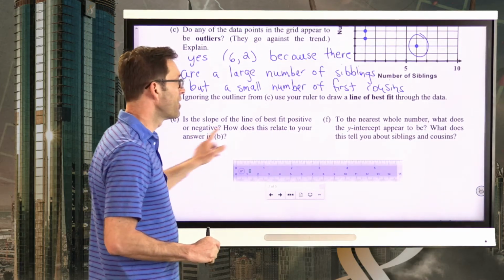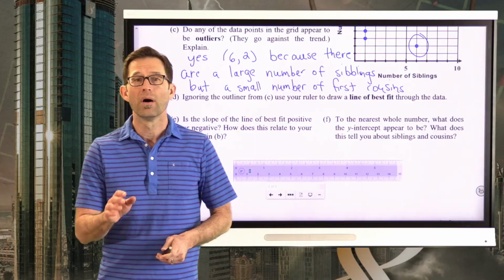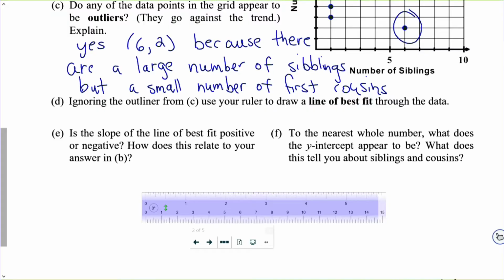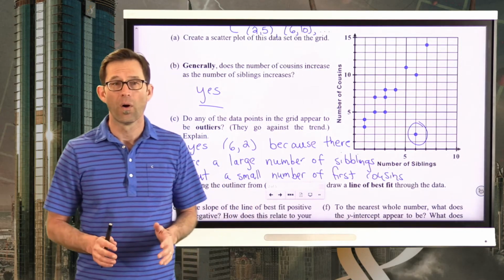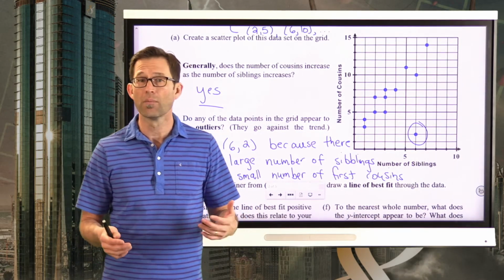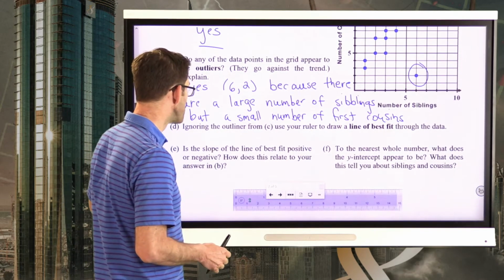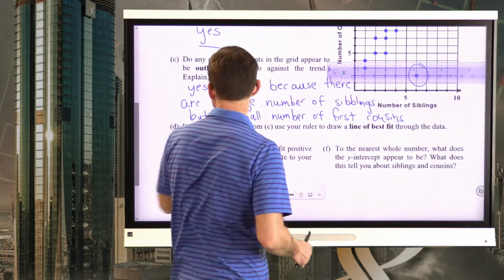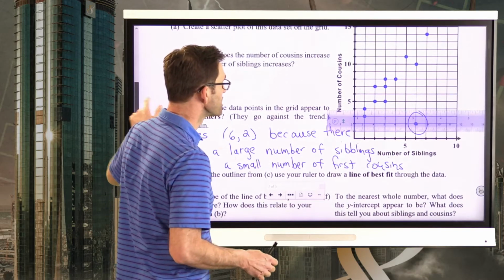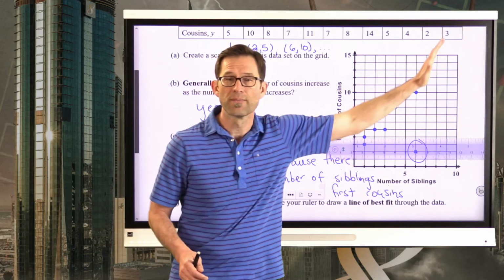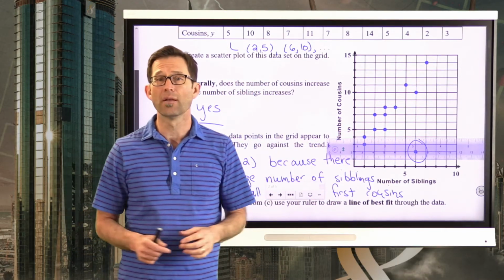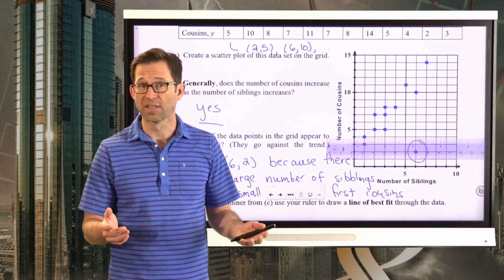Now, let's talk about these lines of best fit. In letter D, it says, ignoring the outlier from C, use your ruler to draw a line of best fit through the data. Obviously, the data does not fall in a completely straight line. If it did, it would be very simple to draw a line of best fit. So what do we mean by a line of best fit? What we mean is a line that generally slopes the same way that the data slopes, and generally has those data points as close to the line as is possible.